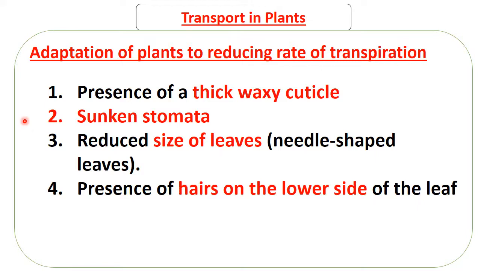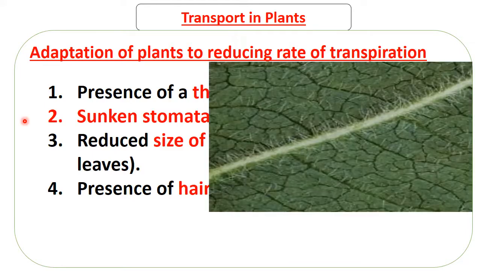4. Presence of hairs on the lower side of the leaf. Some plant leaves, like pumpkin leaves, are like this. These help to trap wind. For example, if it's a windy day, they are going to trap wind, and therefore, like I said, wind speed affects the rate of transpiration. So if they're trapping winds, it means transpiration is going to happen.